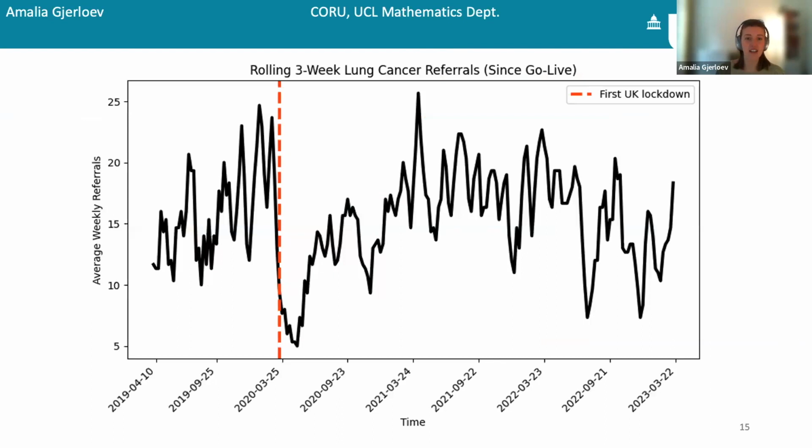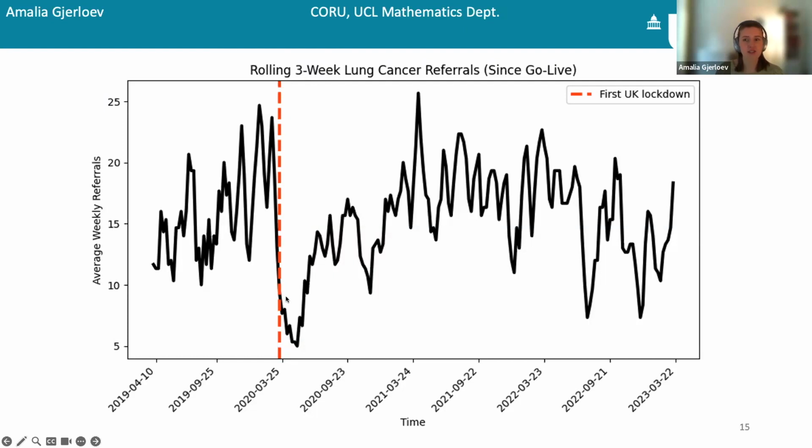And if we look at cancer referrals, since I'm talking about the lung cancer pathway, cancer referrals in particular, we can see exactly what happened at the COVID pandemic. So here you see the average weekly referral. This is a rolling 3-week average of the lung cancer referrals, just for one of the hospitals that I'm working with. And you can see it sort of is increasing, loads of variation there.